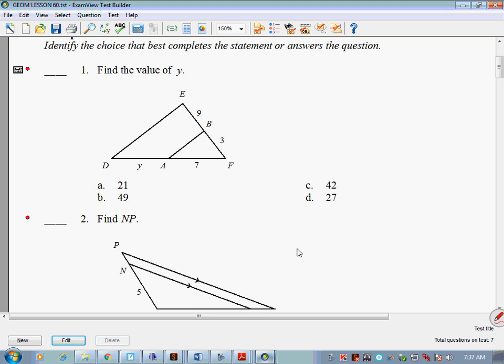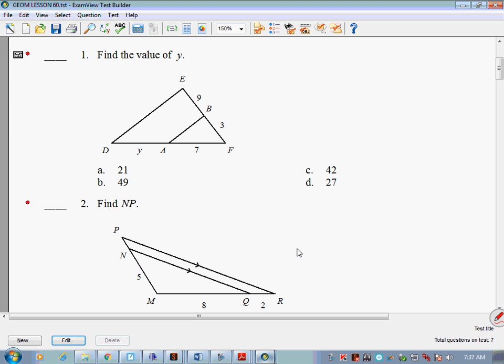All right, let's come down to question number 1 here. We want to find the value of y. So this is based on a proportionality theorem. Let's see, so we would do same side over same side. So what I have here is 9 over 3 is going to be equal to y over 7.